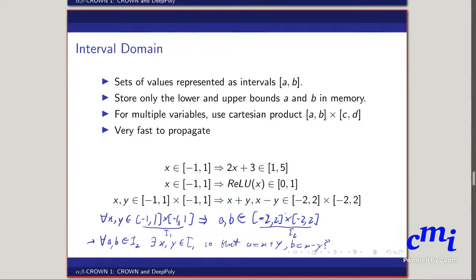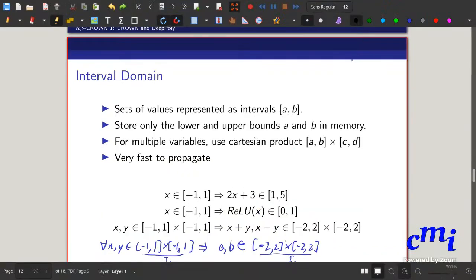So actually, the set of pairs of values x plus y and x minus y can't even be expressed as intervals of this form, right? Why is that the case? That's very easy to see if you draw out a diagram.